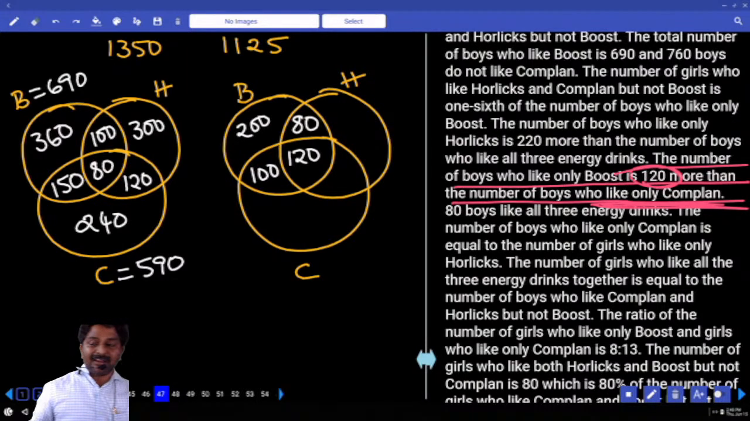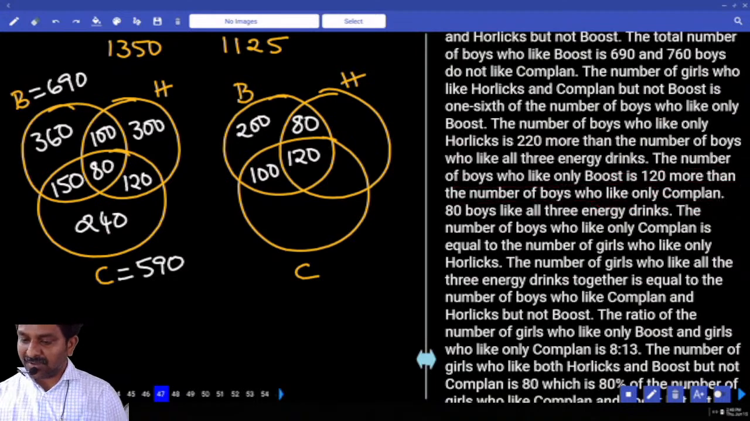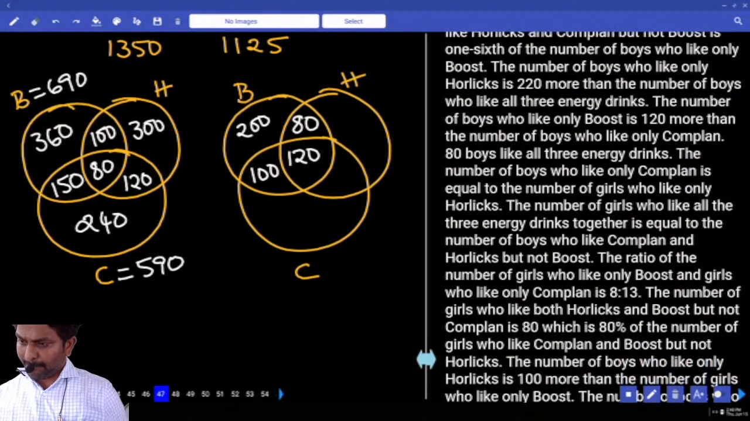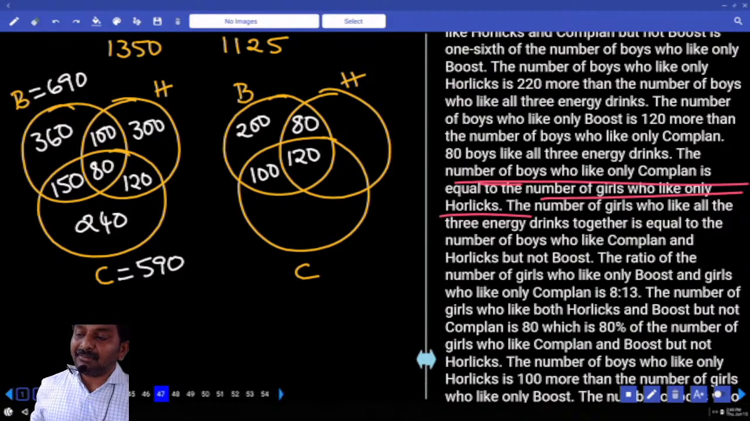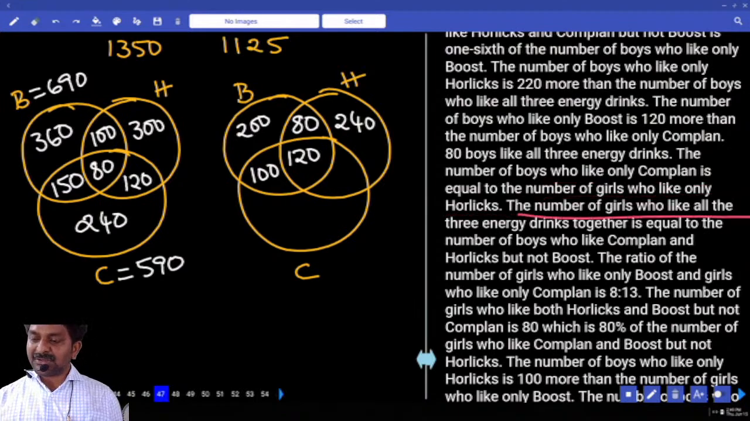Now for the girls' circle we need some data. Now look at this. Number of boys who like only Complan is equal to the number of girls who like only Horlicks. How much is that? 240. Number of girls who like all three is equal to boys.